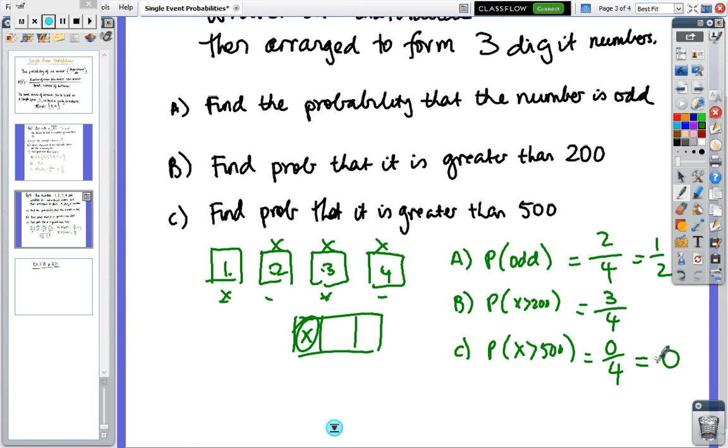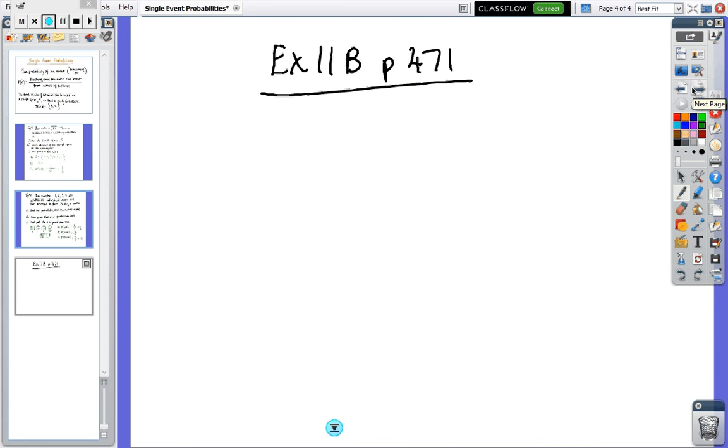Okay, so once you have a go at exercise 11B on page 471, just pick a variety of questions. You don't have to do all of them, but you need to be able to do the range in that set. Okay, thanks.